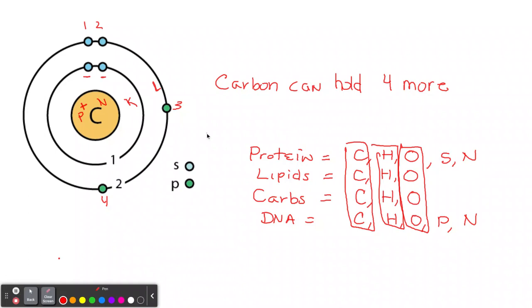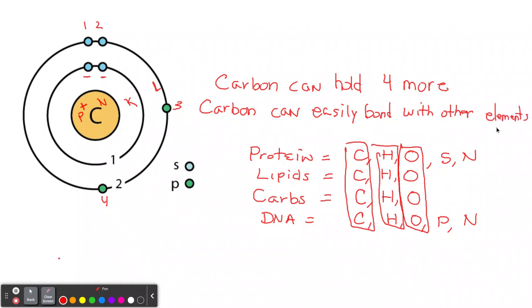So let me write that down over here also. Carbon can easily bond with other atoms, with other elements. Let's see if we can fit it in. There we go. And itself. And not only can it easily bond with them, it can make stable bonds. So that's why carbon is important. And every organism on Earth is going to obtain carbon and obtain energy. And we're going to break it down that way.